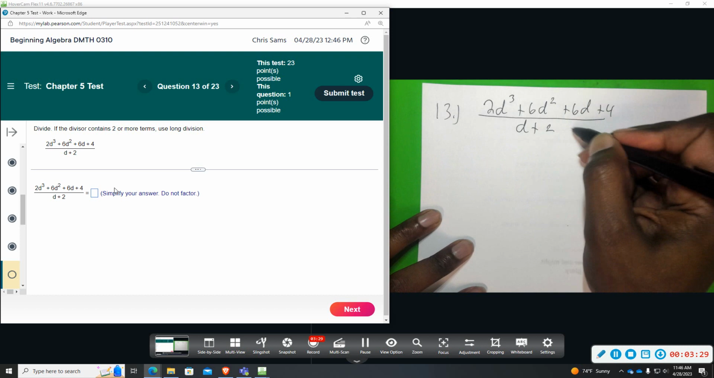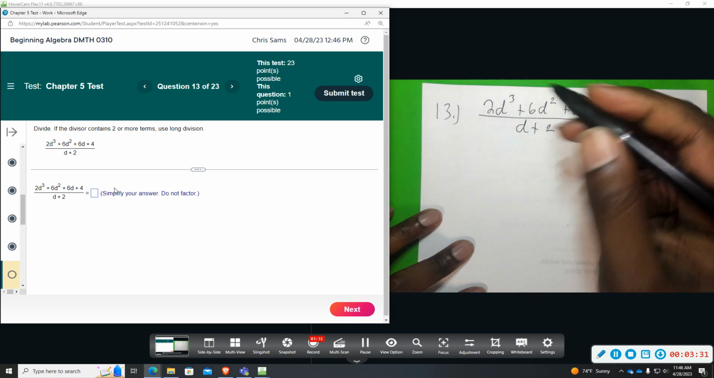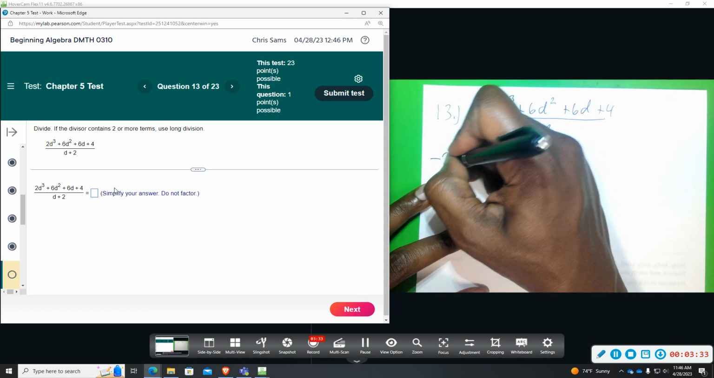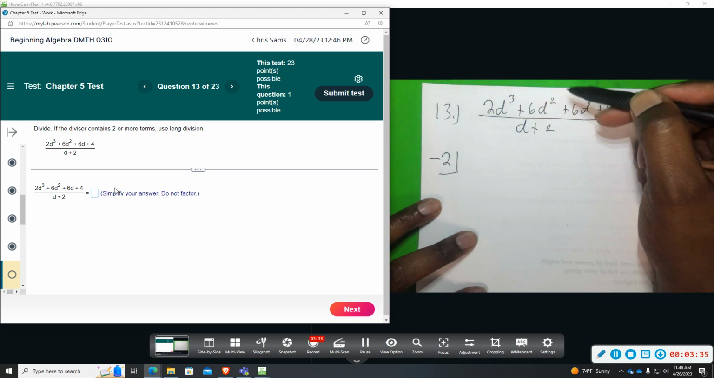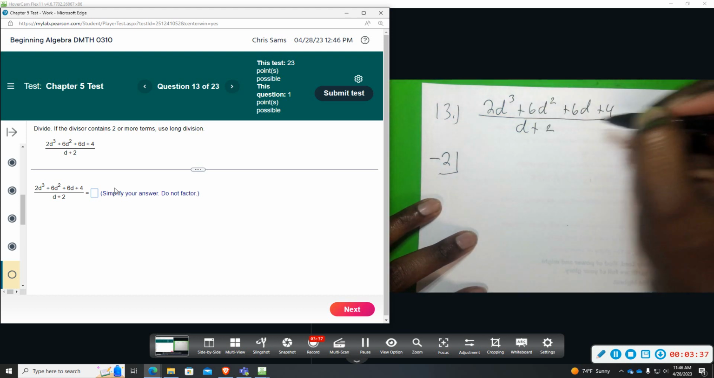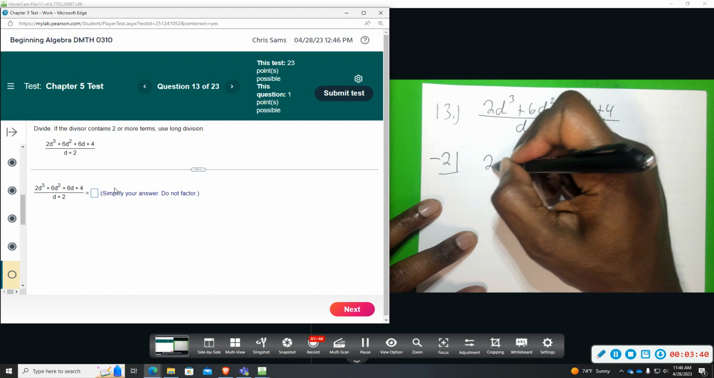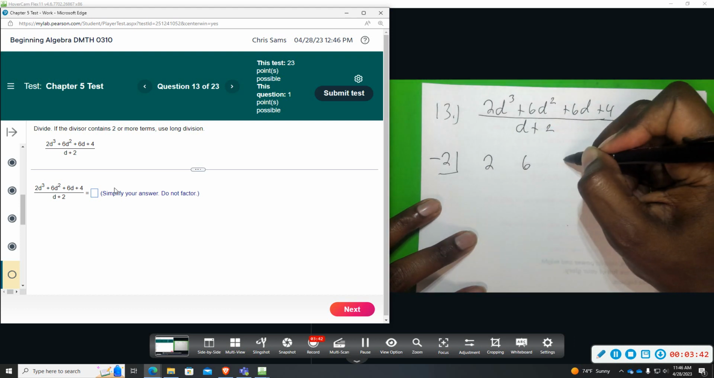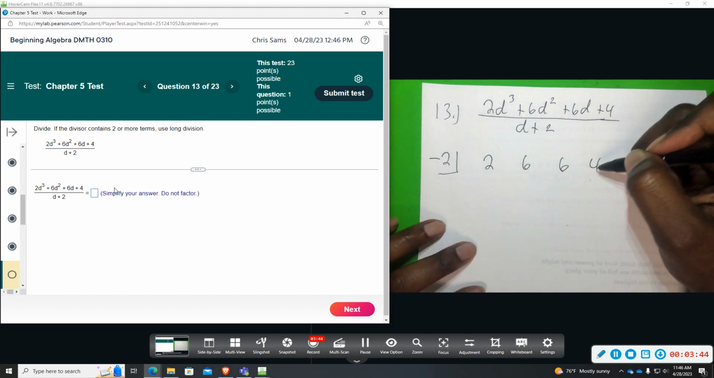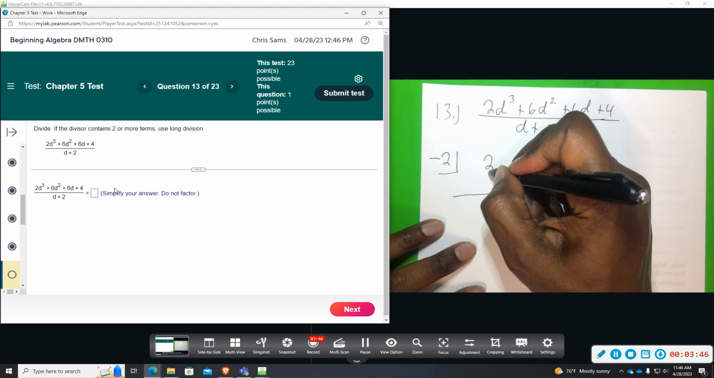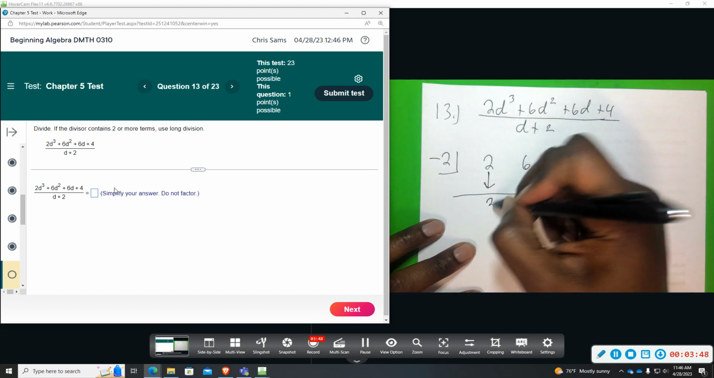All right, so if we solve for d on the bottom, this will give us a negative 2. So that's going to be my box number. 3, 2, 1, 0, not missing any terms. So I'm going to bring down the coefficients of 2, 6, 6, and 4. Skip some space, draw a line, bring the first term straight down.